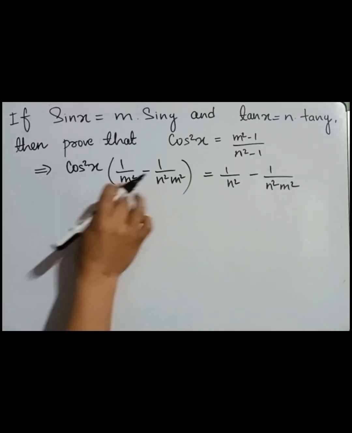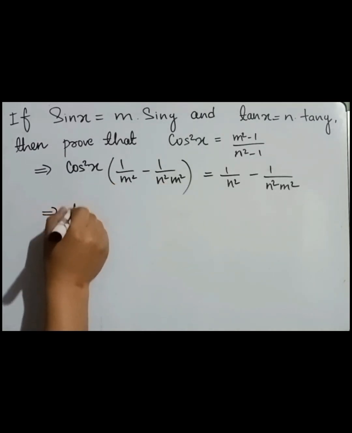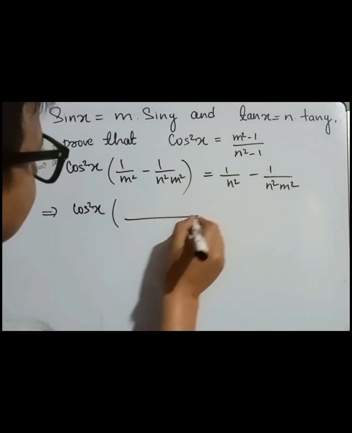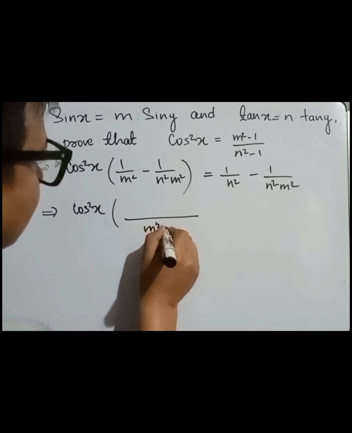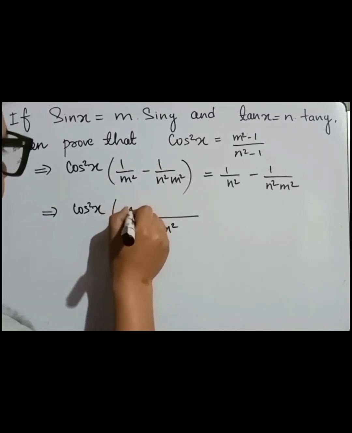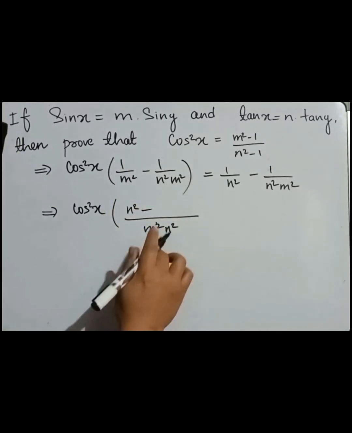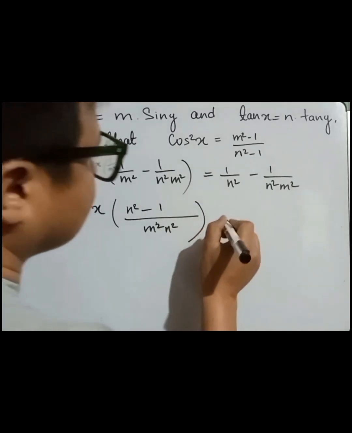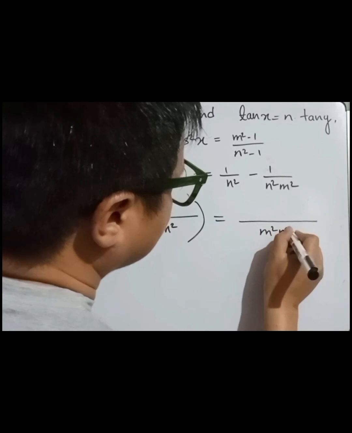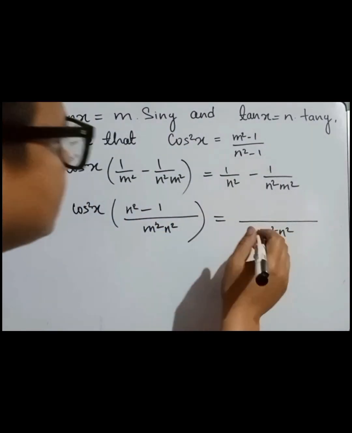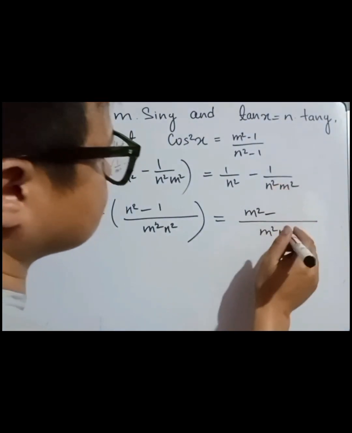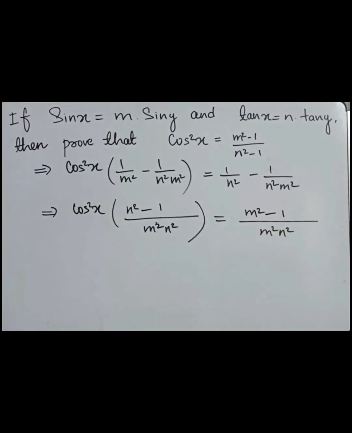And in the next line we can subtract these two fractions. So it becomes cos square x into the LCM of these two is n square m square, or m square n square. When you divide this with this, quotient is n square into 1 is n square, minus when you divide this with this, the quotient is 1 into 1 is 1. And the right hand side also LCM is m square n square. So when we divide this with this, the quotient is m square into 1 is m square, minus when you divide this with this, the quotient is 1, and 1 into 1 is 1.